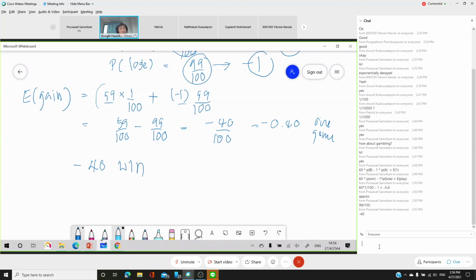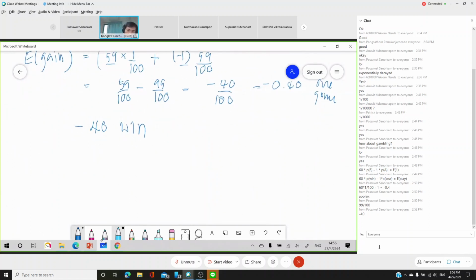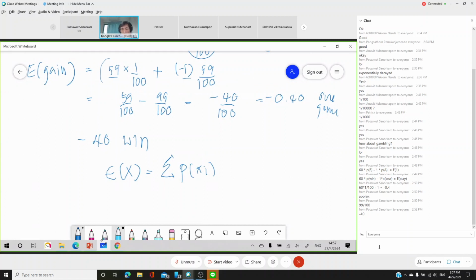Okay. So basically the formula for expected values is that you're going to multiply the probabilities of each x to what you're looking for, okay? And then you would add them up.